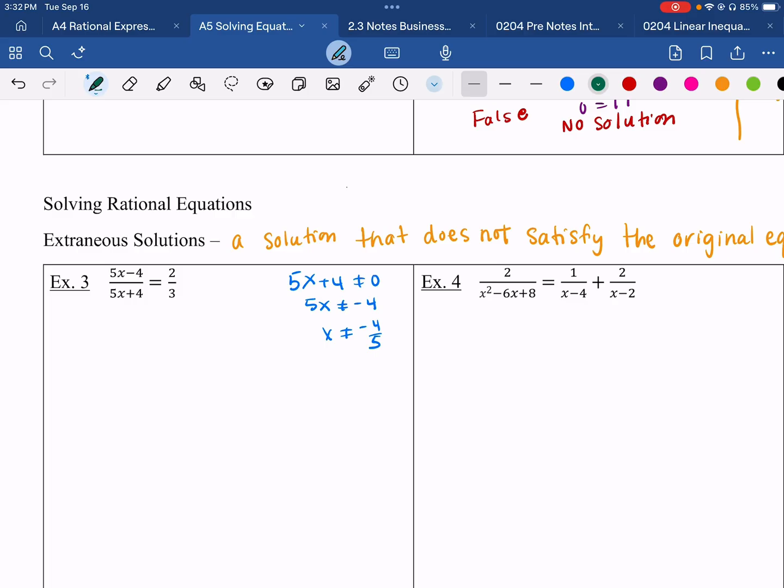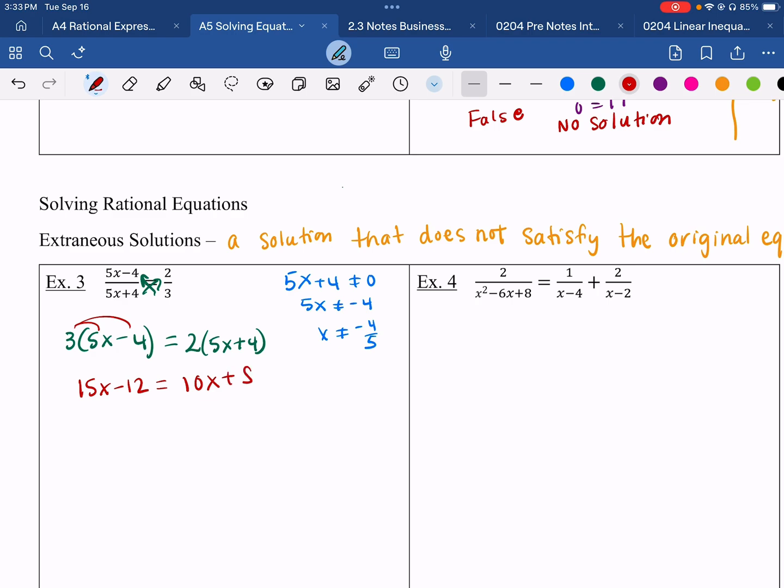This one's easy enough to do because it's a fraction equaling a fraction. Whereas over here on example 4, there's a plus sign, so it's not just one fraction. So once we get here, we can then cross multiply if we want to. We do 3 times 5x minus 4. Notice the parentheses. And it equals 2 times 5x plus 4. I'm going to distribute: 15x minus 12 equals 10x plus 8.